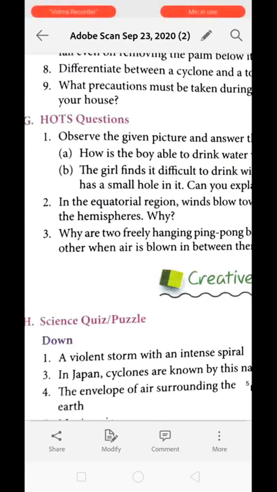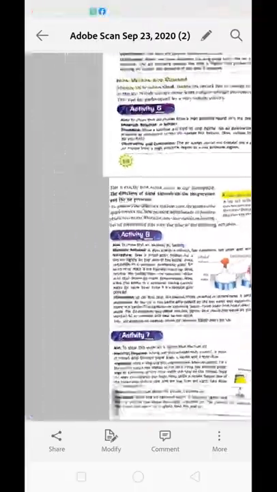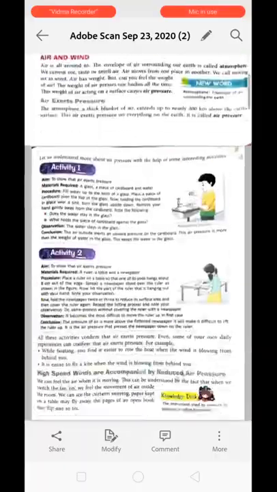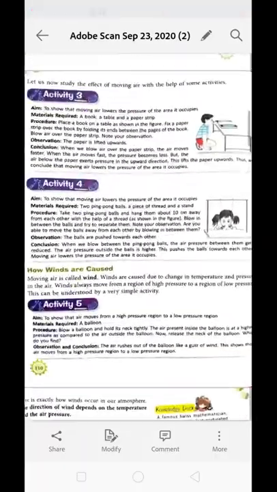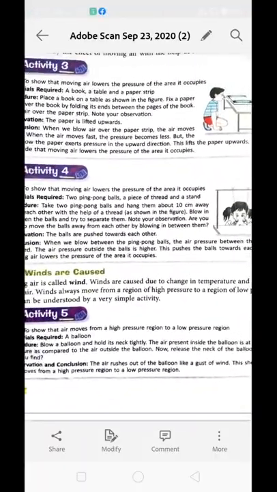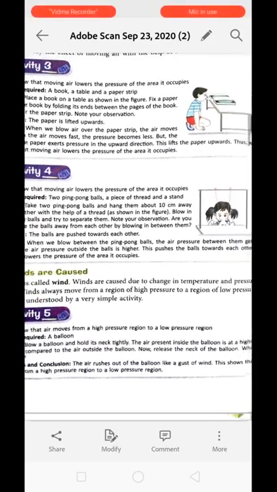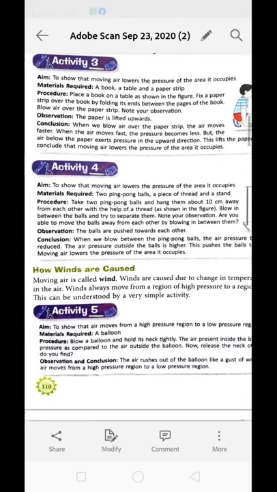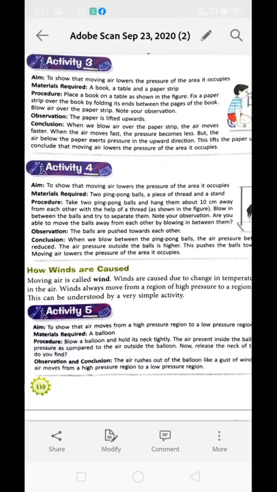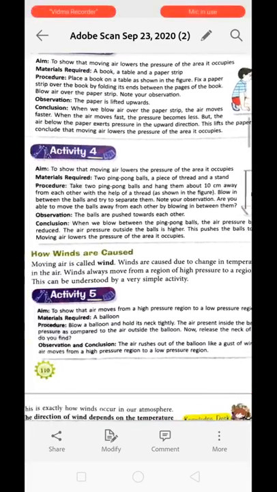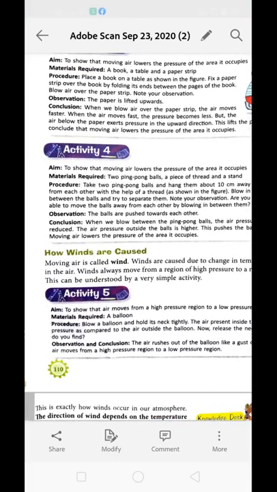Clear? Next is why are two freely hanging ping pong balls pushed toward each other when the air is blown in between them? You can write the conclusion part of activity number 4 for the answer. When we blow between the ping pong balls, the air pressure between them gets reduced. The air pressure outside the balls is higher. This pushes the balls toward each other, moving air lowers the pressure of the area it occupies.